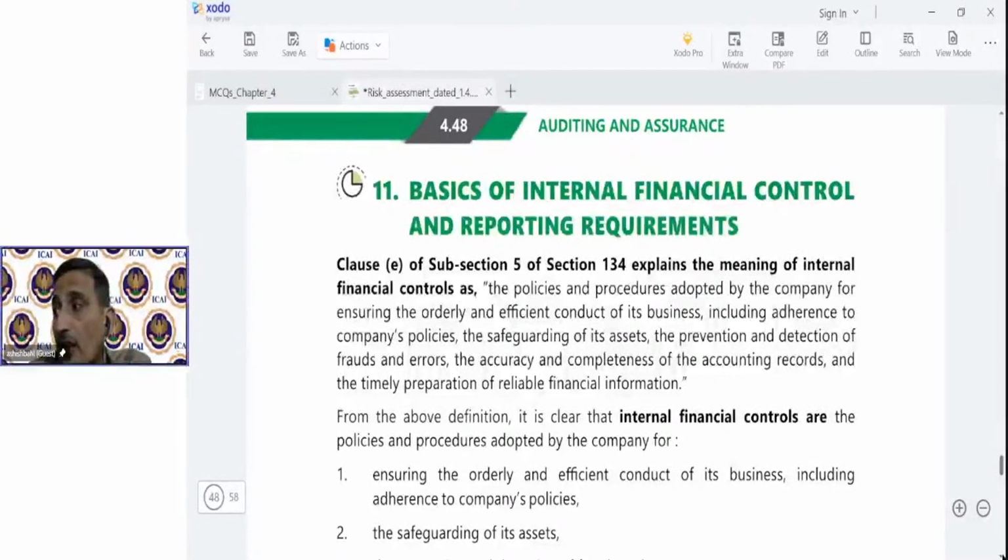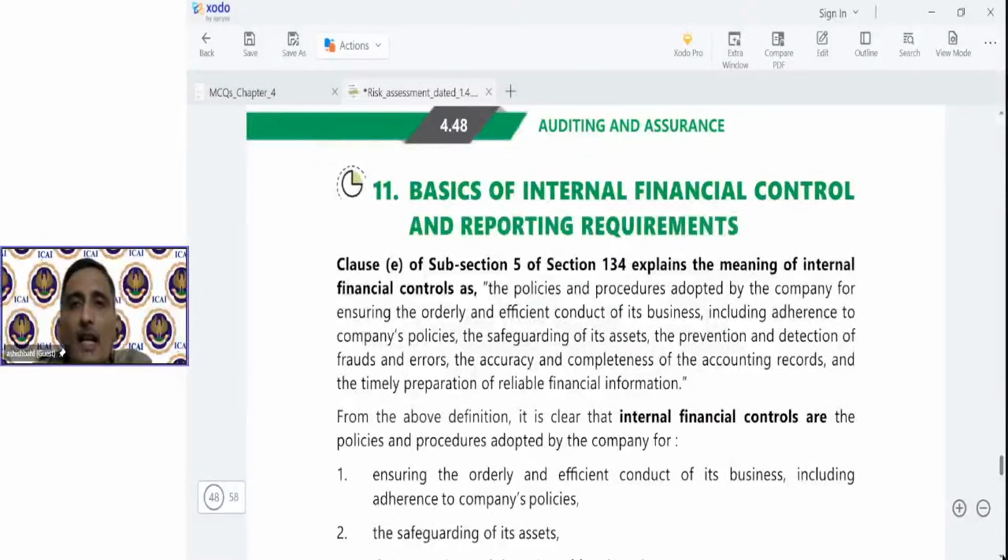Now Darshan asks whether the internal auditor is also required to comply with SAs. Good question, Darshan. I would say yes. When we started chapter 1, what had we read? Standards on auditing apply in independent audit of financial statements. So whenever an independent audit of financial statements is carried out, SAs apply. So you got the answer.